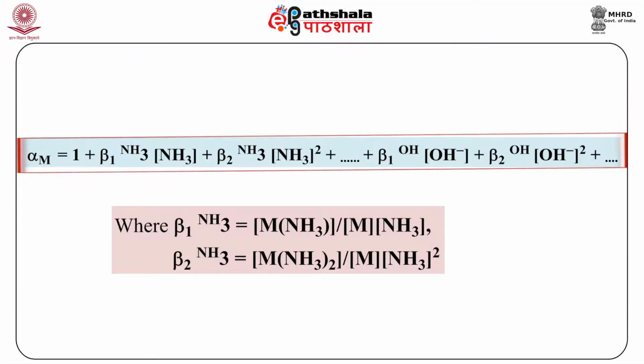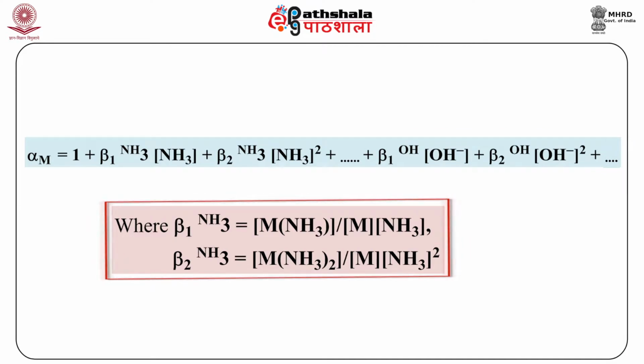Considering the stability constants of the various complexes after the expression describing M', EDTA' and MEDTA', it is easy to check. For example, here alpha M is equal to 1 plus beta 1 for NH3 plus beta 2 for NH3 squared plus beta 1 for hydroxide ion plus beta 2 for hydroxide ion squared.